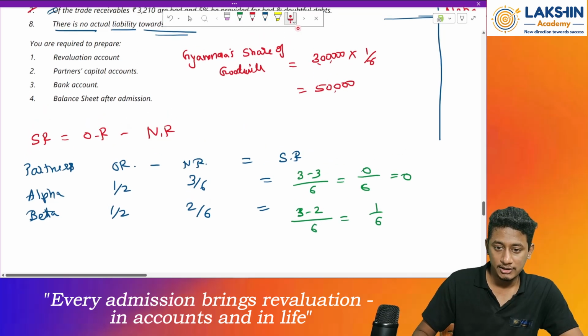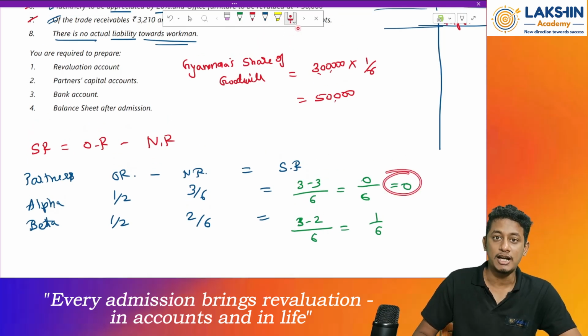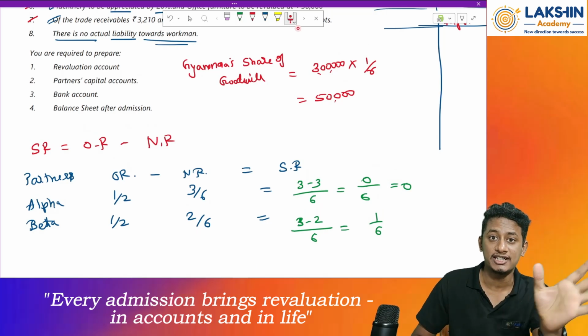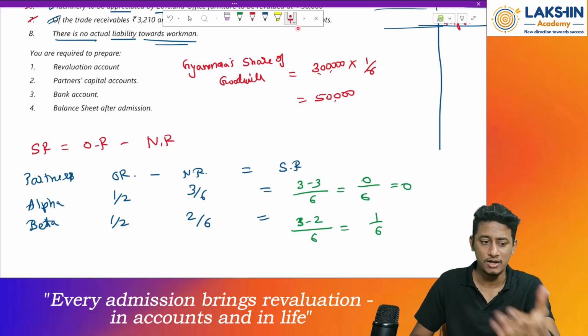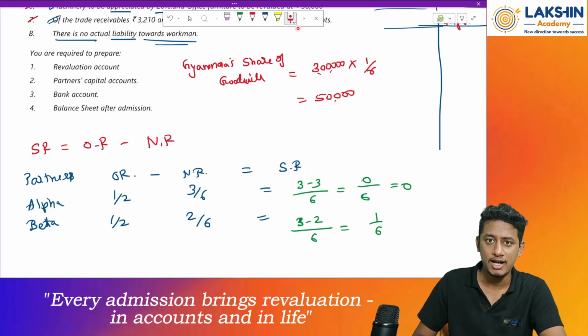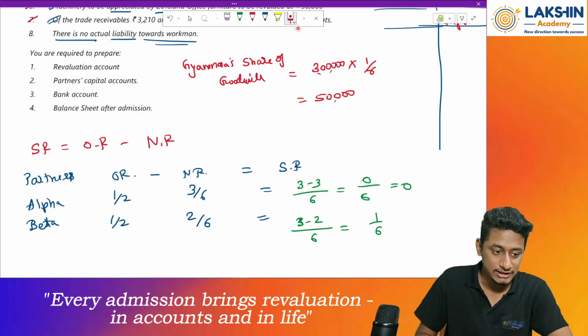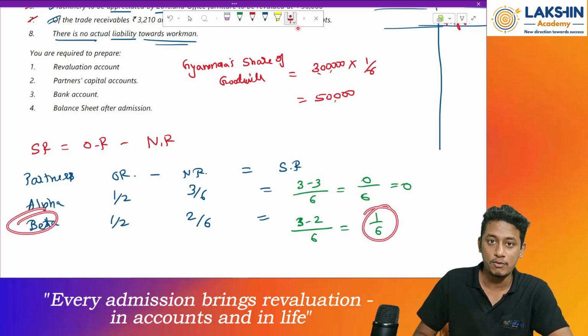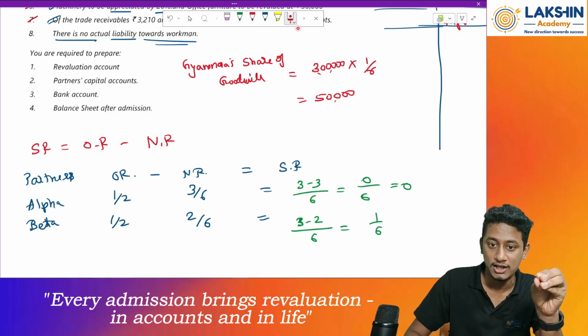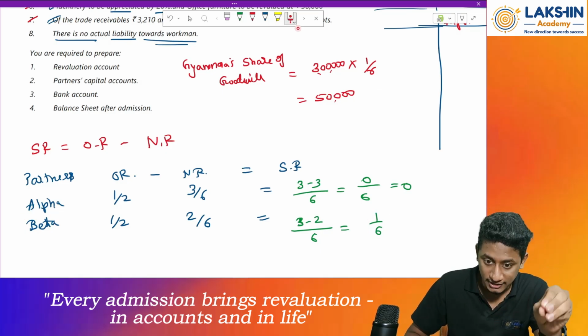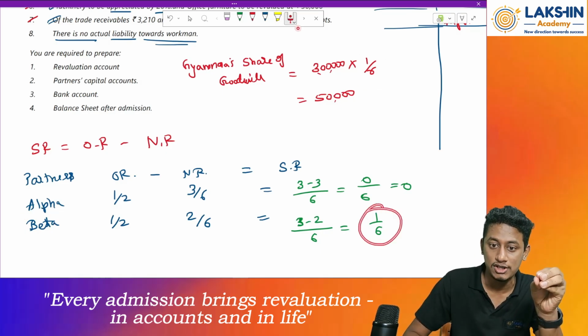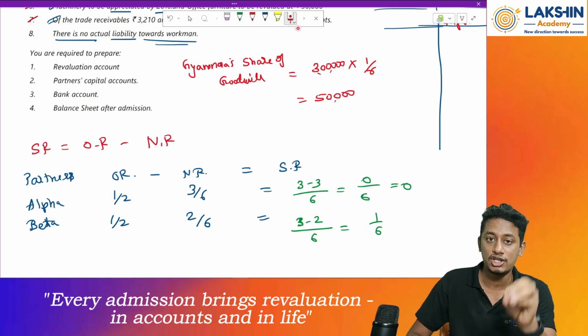If you see, for Mr. Alpha it is 0. That means he has not sacrificed anything towards Gamma. He was like, I won't give, I won't give profit. But beta has sacrificed some ratio towards gamma, right? So whatever sacrifice he has done is equal to the new profit sharing ratio of gamma.